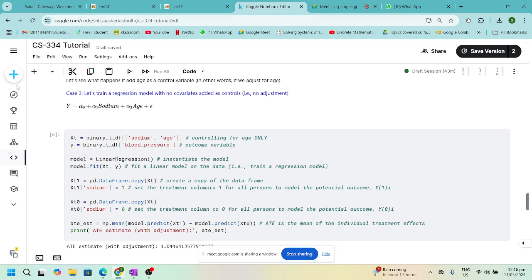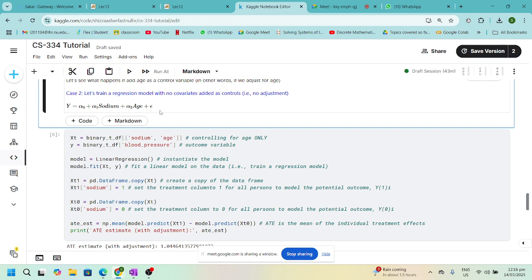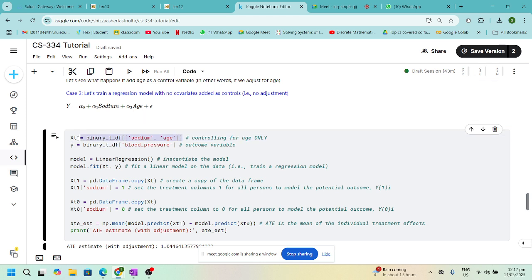So let's see. Now this is my regression equation. Multivariate linear regression की equation है where I have the sodium and I have the age. So basically, essentially, Y is again blood pressure, the value that I'm trying to predict. Sodium is the treatment and age is a confounder. So this is the only thing that has changed in my piece of code.